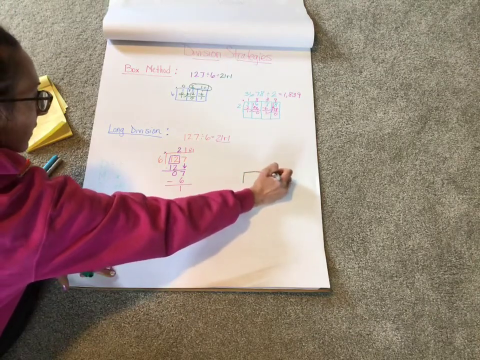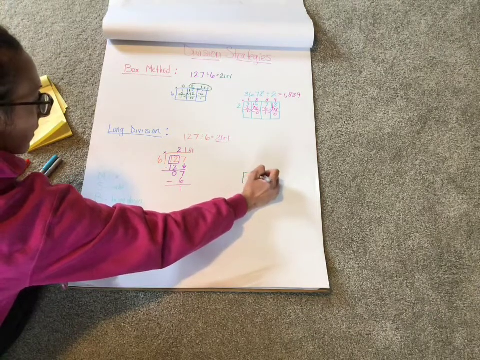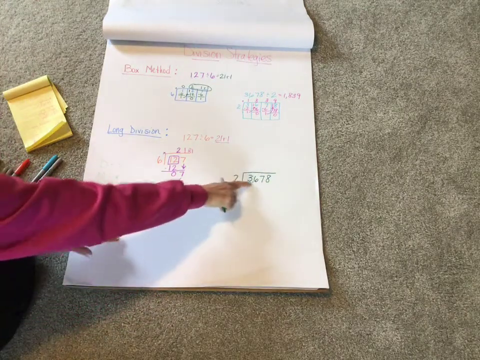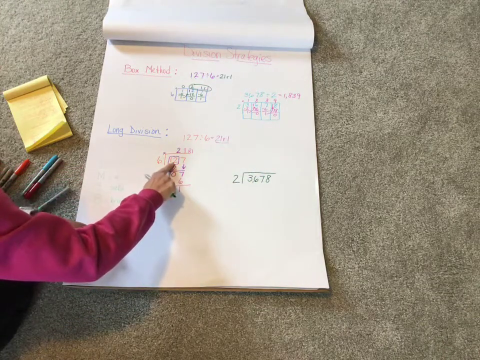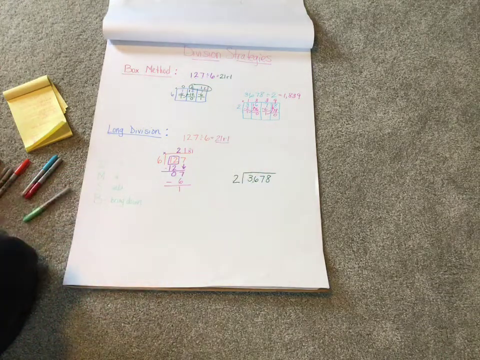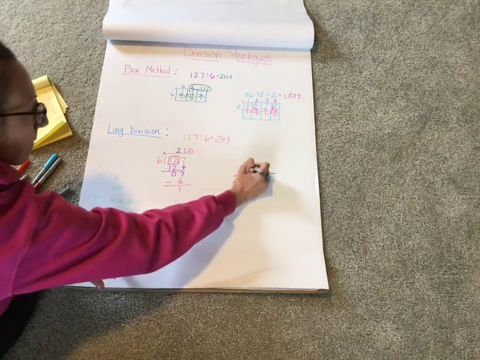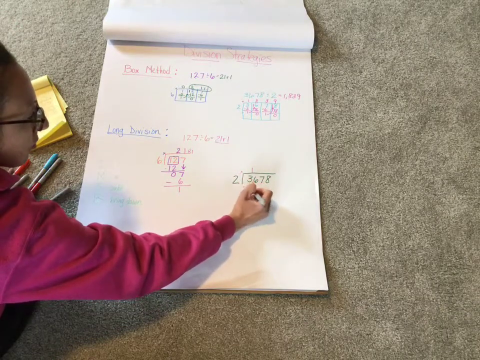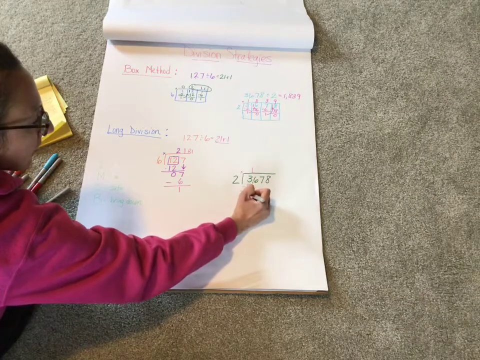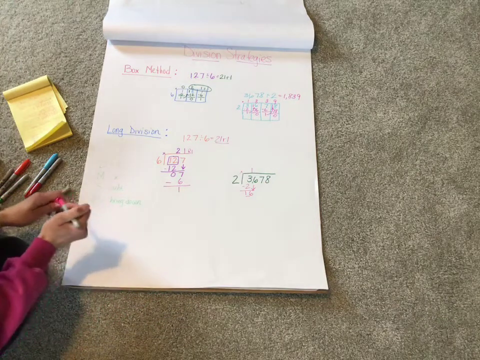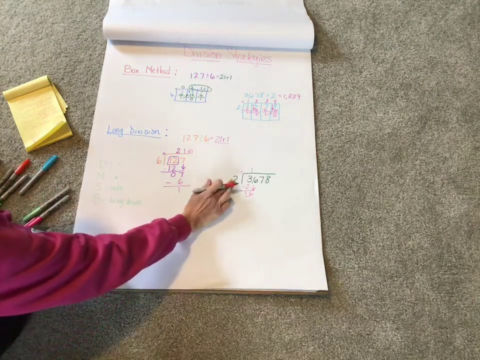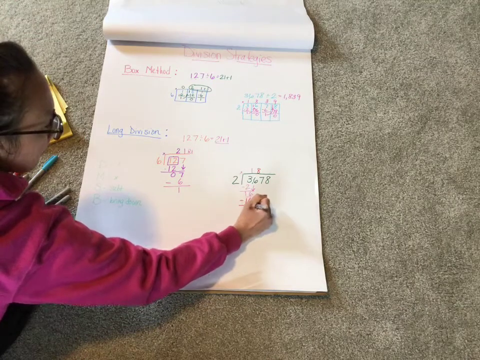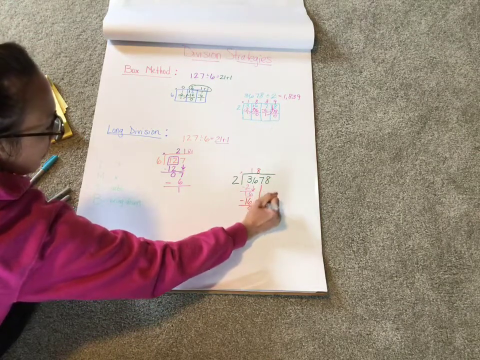The bigger number goes inside the house. 3,678 divided by 2. Instead of boxing a 2-digit number like I did here, I can see that 2 can go into 3 pretty easily. So I'm going to divide, multiply, subtract, bring down. So I have 16 here now. Now I'm going to do this acronym all over again. 2 goes into 16 8 times. 8 times 2 is 16. Bring down my 7.